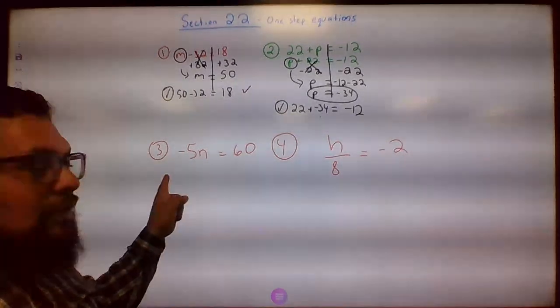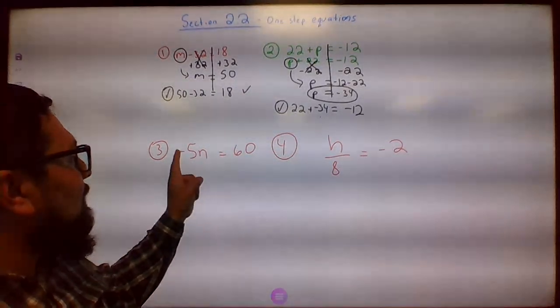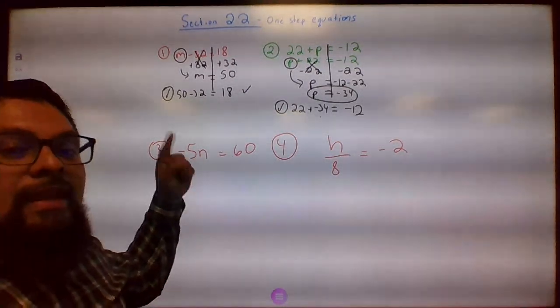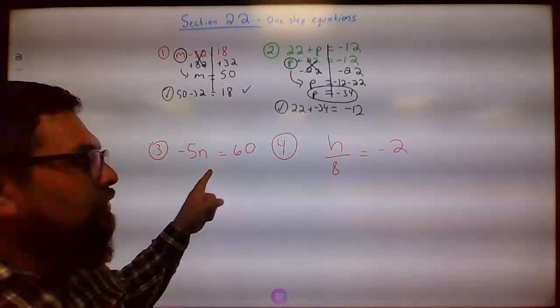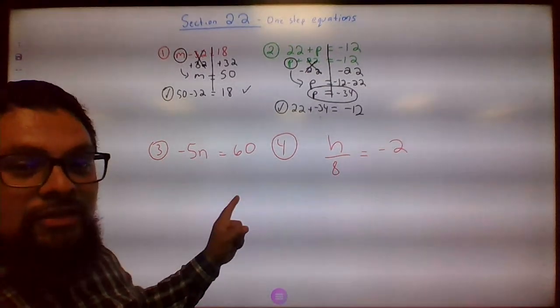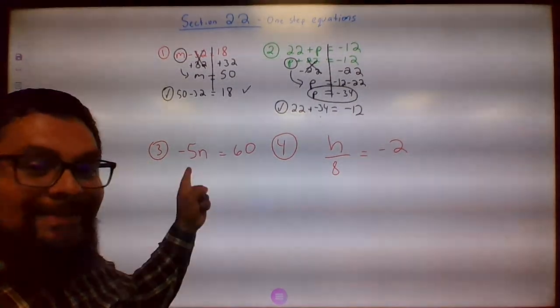In number 3, we're actually multiplying. Multiplying negative 5 times n equals 60. So we're multiplying, and you have to use the inverse operation of that. When you're multiplying, the opposite of multiplication is division. So now we're going to use the division property of equality to solve this.